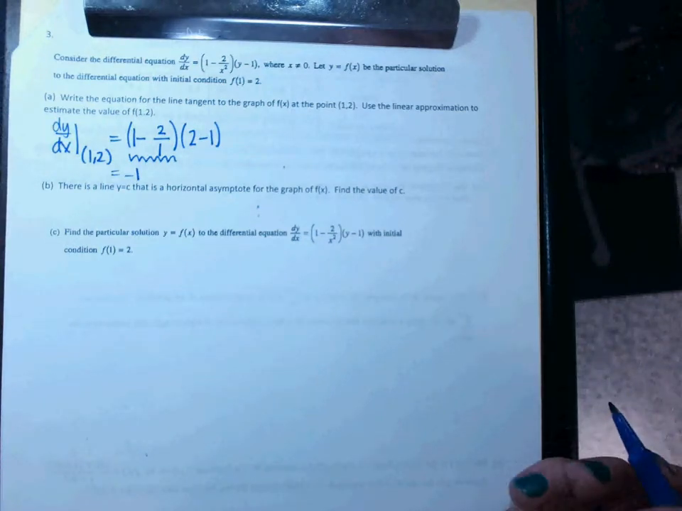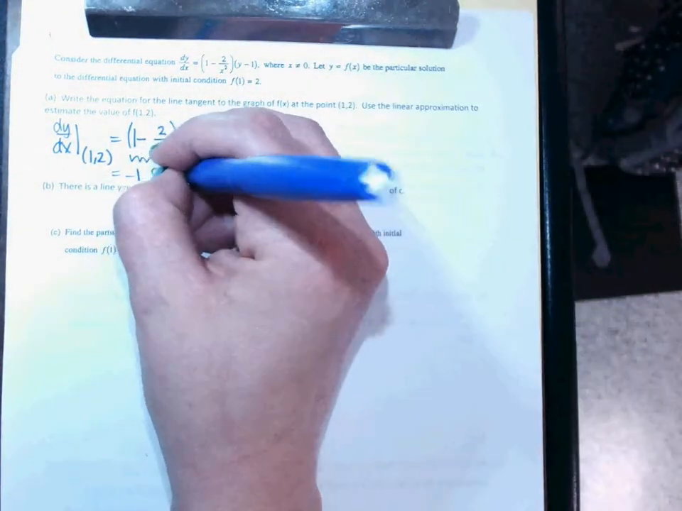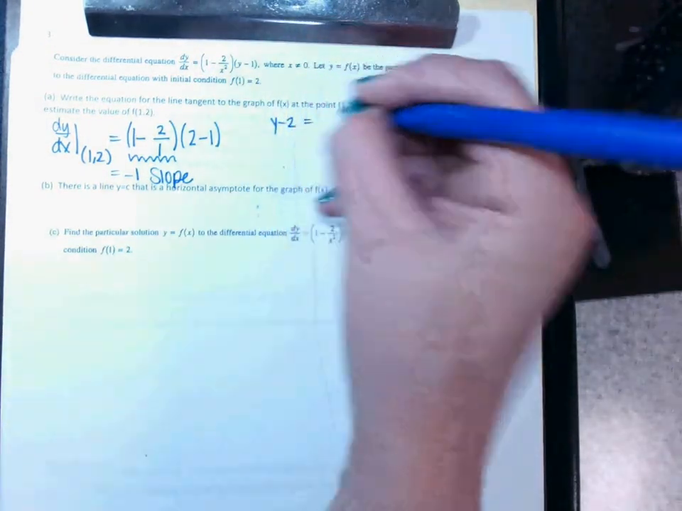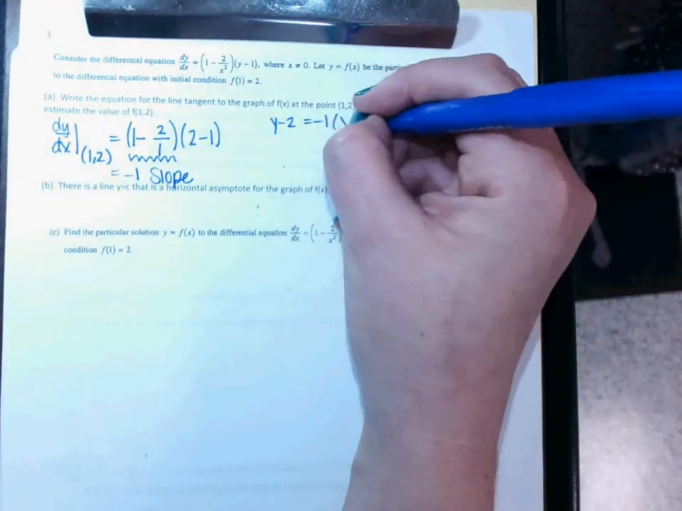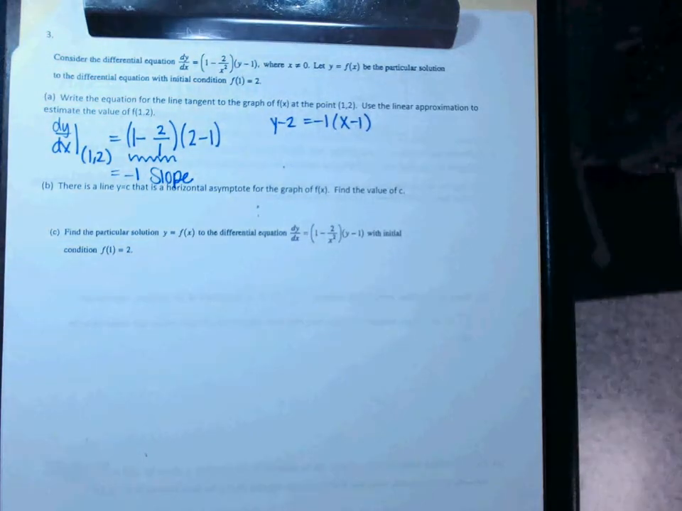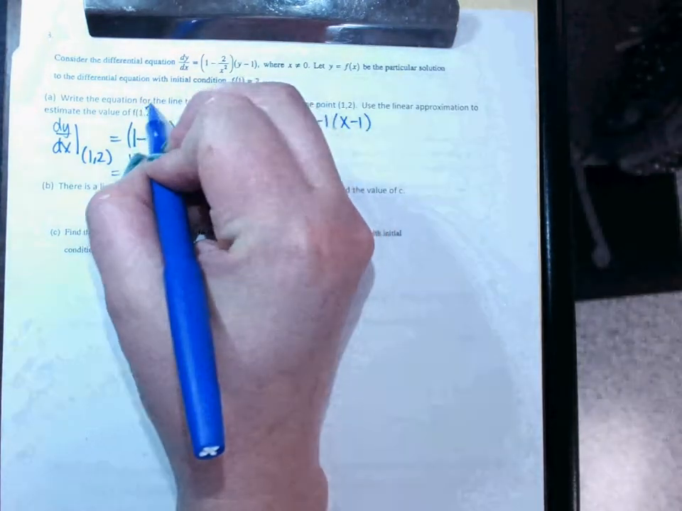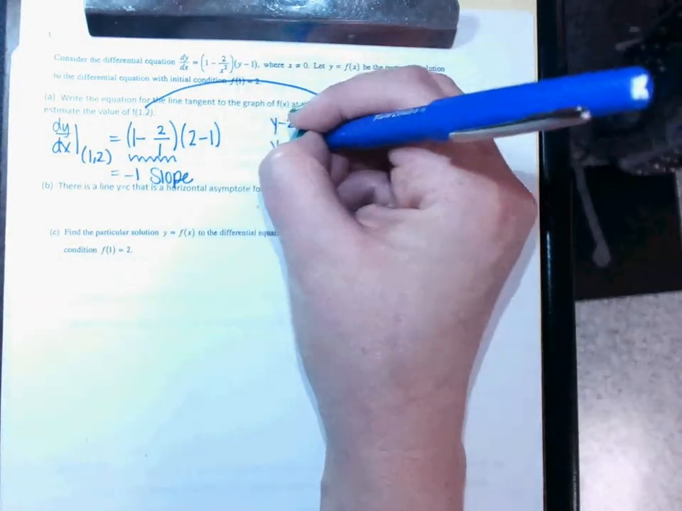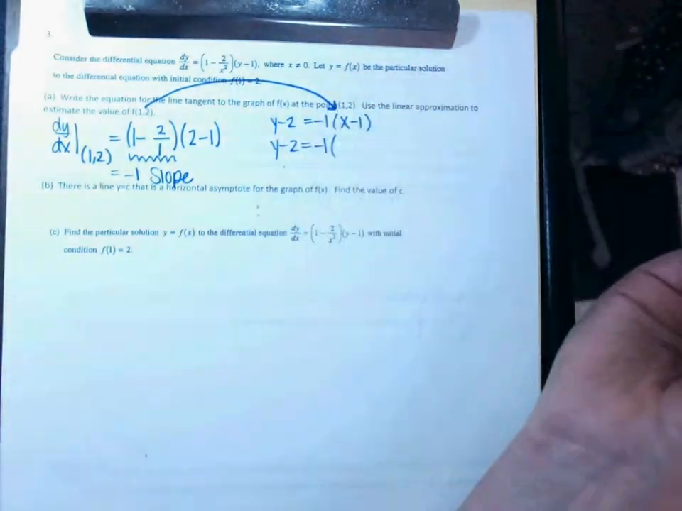So overall your slope is negative 1. So it'd be y minus 2 equals negative 1 times (x minus 1). What do we plug in? What's our decimal? Okay, 1.2 plugged in there, y minus 2 equals... What is 1.2 minus 1?